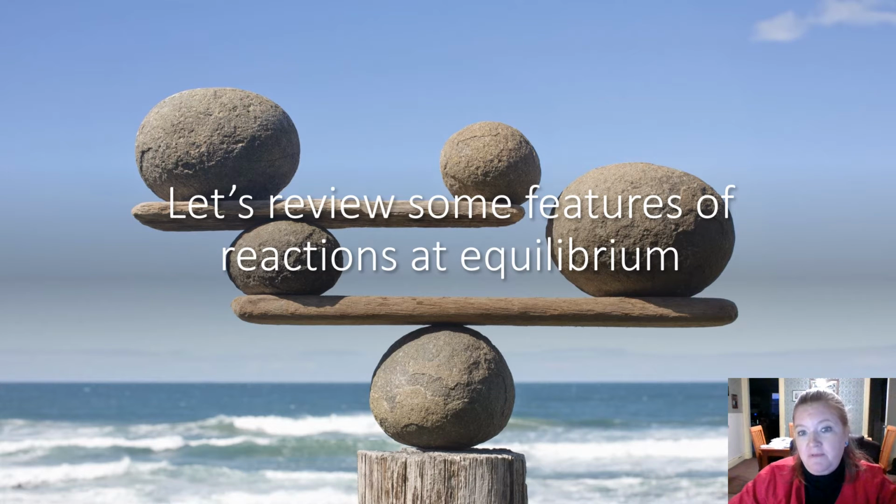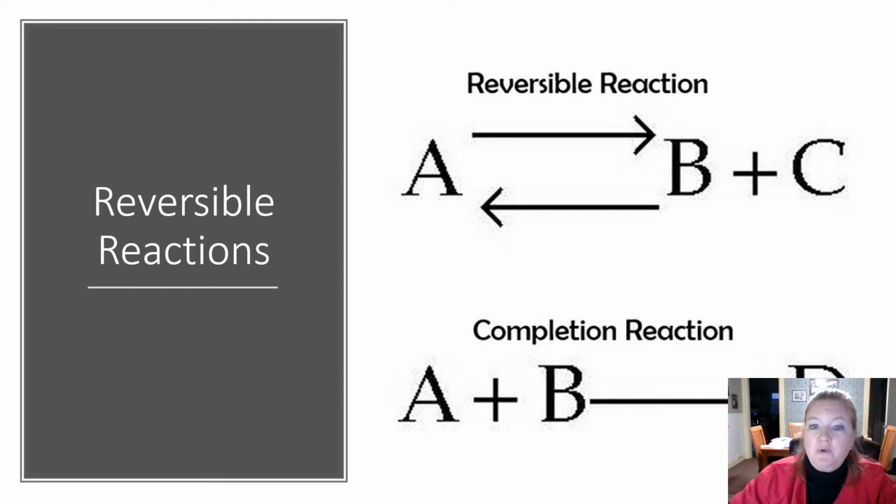Let's review some features of reactions at equilibrium, because we need equilibrium for Le Châtelier's principle to even apply. Remember, reactions have to be reversible for there to be equilibrium. Reactions that go to completion, like cooking an egg or burning a log, can't be reversed and can't reach equilibrium. Only a reversible reaction, with a forward and a reverse reaction, can reach equilibrium.